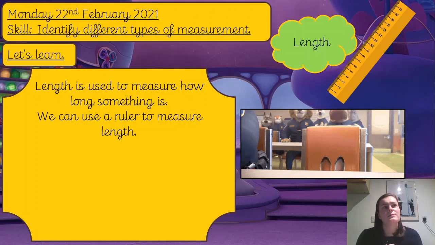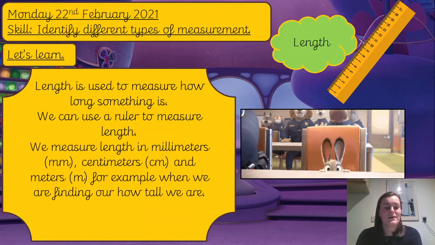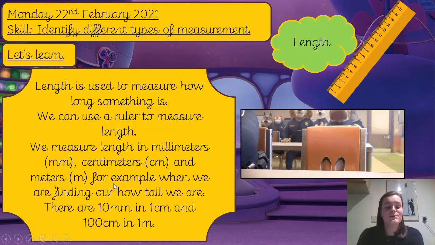That's all I can think. Measuring tape. That's the right word, isn't it? Yeah, so you don't just have to use a ruler, so you can see what else you've got if you're at home. And of course, when we're in school, we do use our rulers quite a lot, don't we? So we measure length in millimetres, which we write as mm, centimetres, which is cm, and metres, which is just an m. For example, when we're finding out how tall we are.